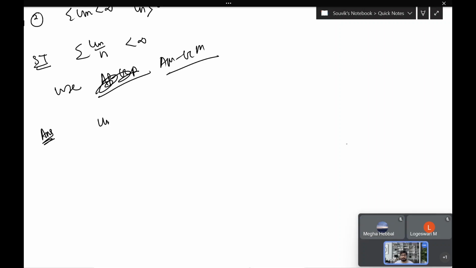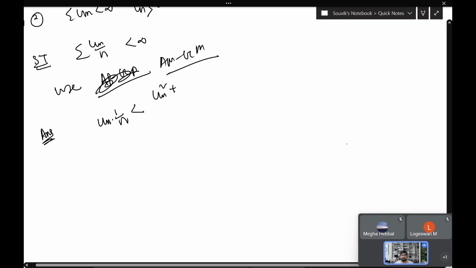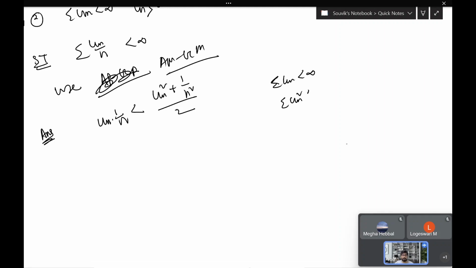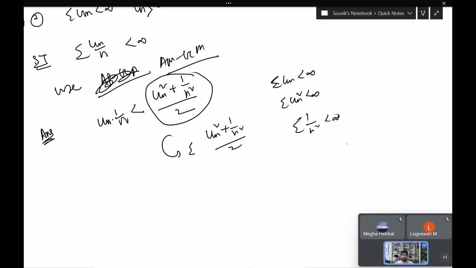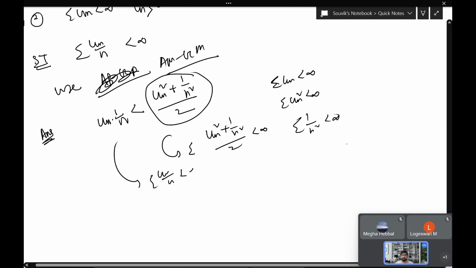So the AM-GM inequality you need to use, so just directly use it and look at this. The point is that given summation un is convergent, the previous one tells that summation un square is convergent, and also summation 1 by n square is convergent. So this right side, summation of un square plus 1 by n square, is convergent, and so this series un by n is convergent. So do you understand?